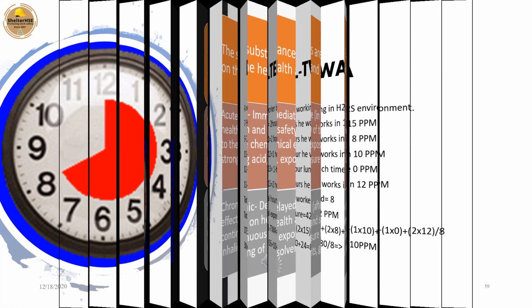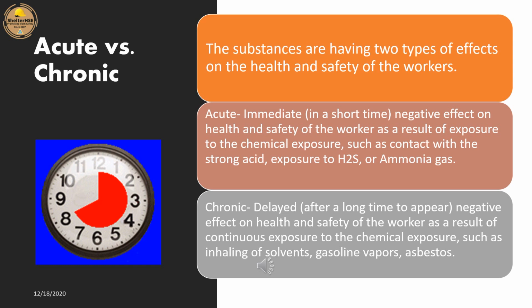The substances have two types of effects on the health and safety of the workers. Acute: immediate, in a short time, a negative effect on the health and safety of the worker as a result of exposure to the chemical, such as contact with a strong acid, or exposure to H2S or ammonia gas. Chronic: delayed, taking a long time to appear, a negative effect on the health and safety of the worker as a result of continuous exposure to the chemical, such as inhaling solvents, gasoline vapors, or asbestos.